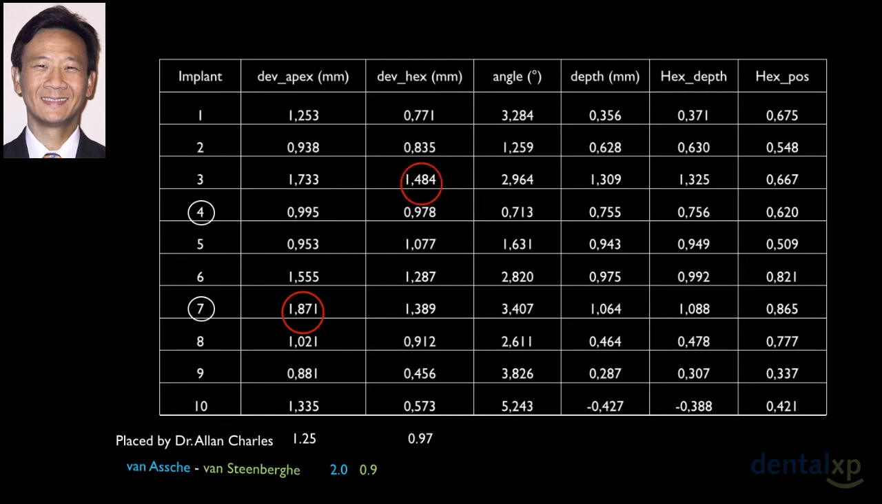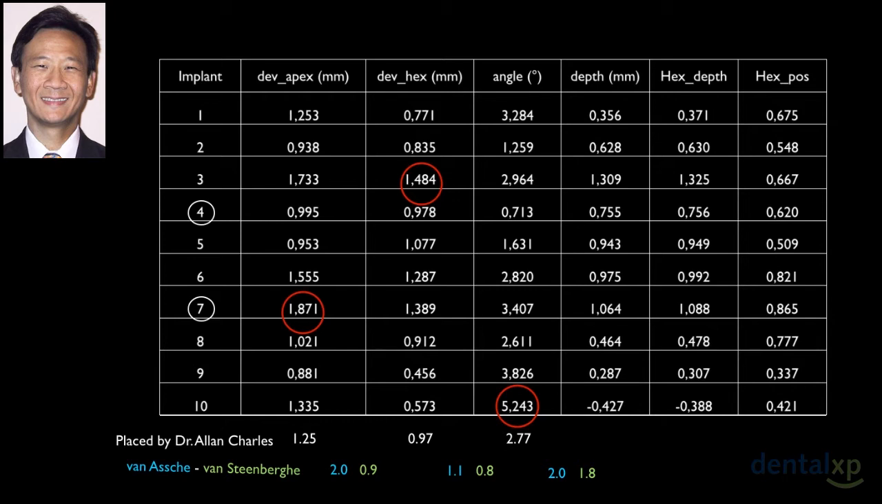At the hex, 0.97 millimeters. Maximum was 1.48 millimeters, or 1.5 millimeters. Van Steenberg and Nell Van Asch, 1.1 and 0.8. Again, we were able to repeat those measurements from those studies. And the angular deviation, 2.7, versus Nell Van Asch and Van Steenberg, 2 and 1.8.